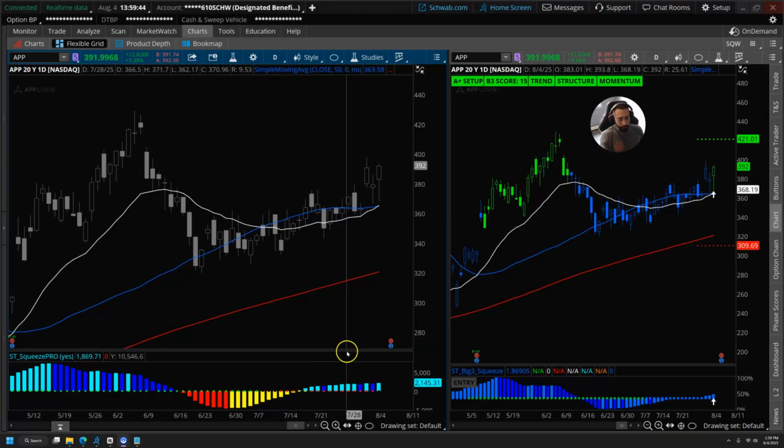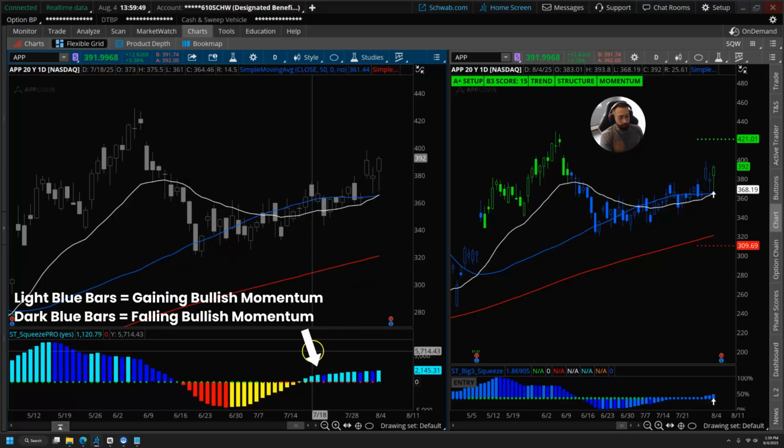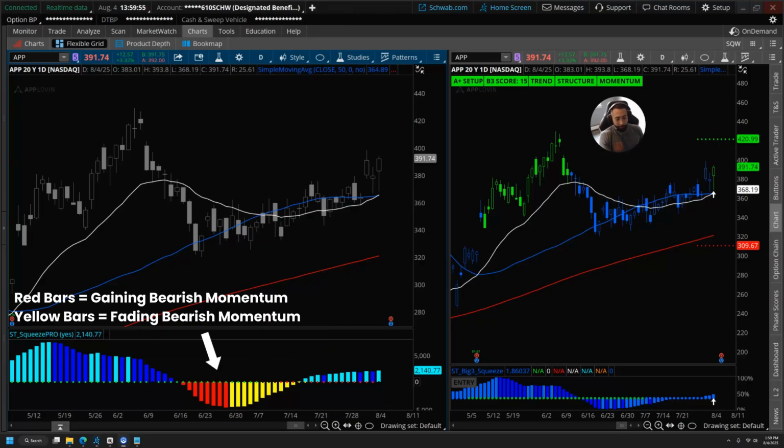And then your momentum bars, those are the same as the original version. Light blue is bull momentum on the up and up. Dark blue is still bullish, a little bit of a decline. Red bar is bearish and getting worse. Yellow is we are still bearish, but a little bit on the up and up.